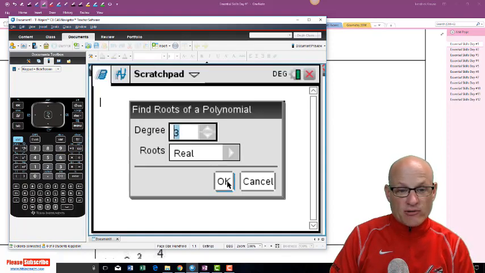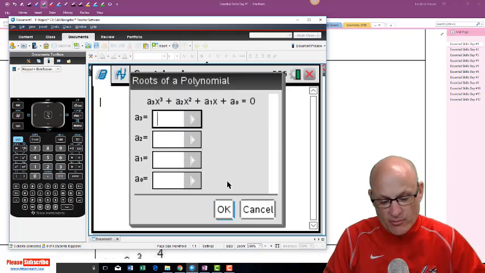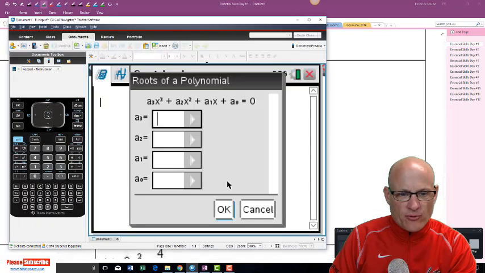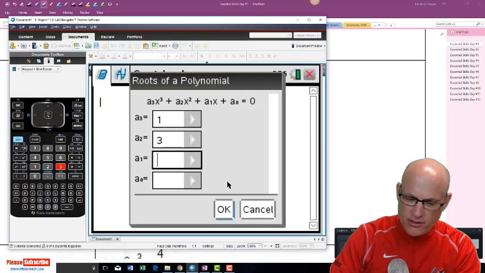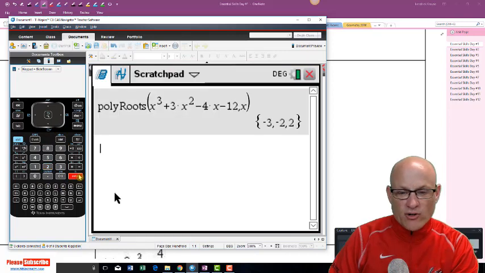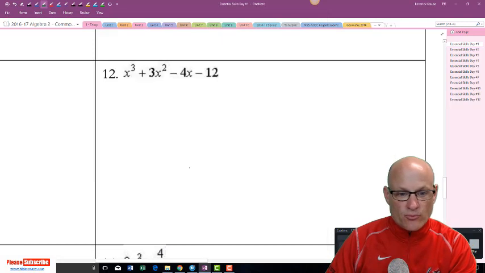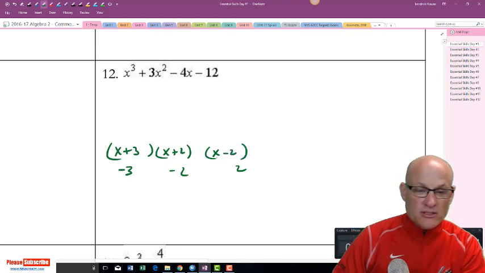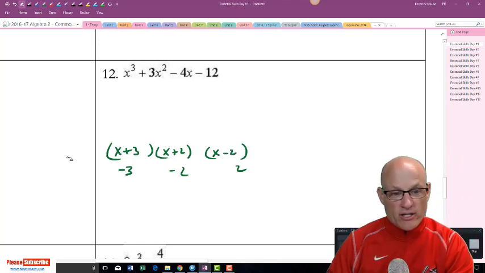It is a third degree polynomial. Click OK. And now you've got to put all these numbers in. 1, 3, negative 4, negative 12. And there's your answers: negative 3, negative 2, and 2. Well, this one came from x plus 3, this one came from x plus 2, and this one came from x minus 2. So, worst case, you know where the answers are leading to.